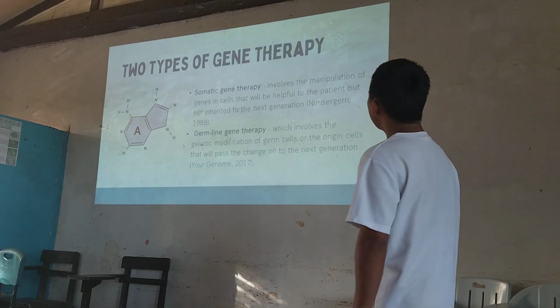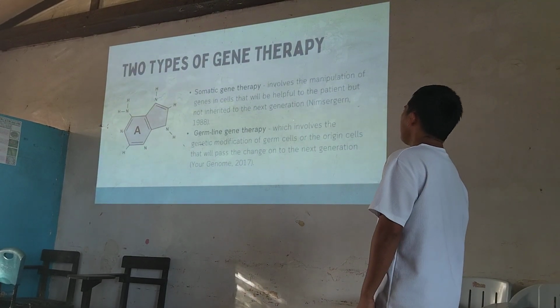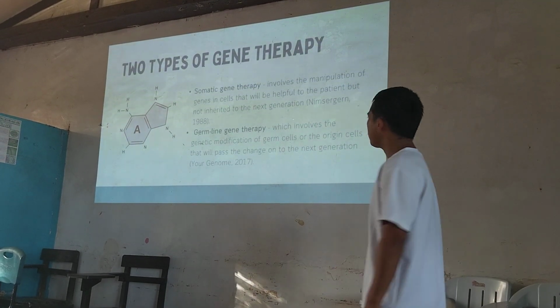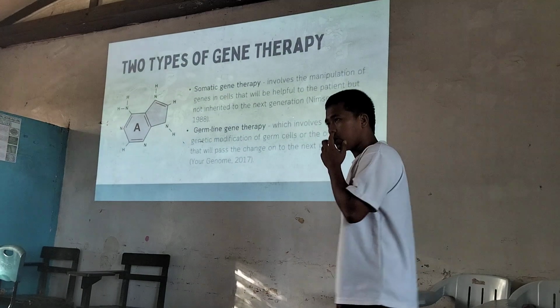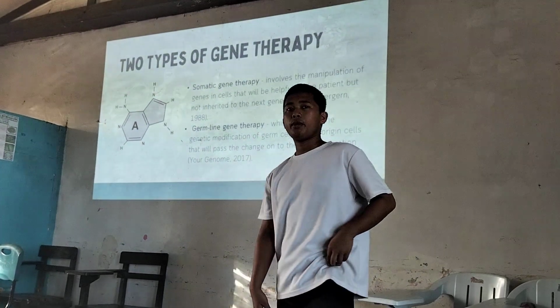Two types of gene therapy. Somatic gene therapy involves the manipulation of gene cells that will be helpful to the patient but not related to the next generation.